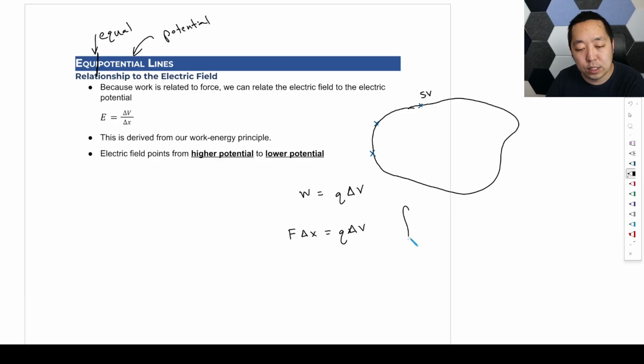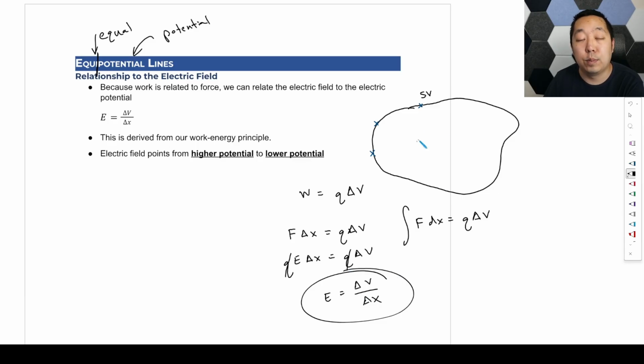Or for those of you in AP Physics C, it's the integral of the work, which is Q times that change in potential. Now, because the force is also Q times the electric field, Q is the charge that you put there, times the electric field is the force it experiences. So the Q's cancel, and you get this relationship: the electric field is the change in potential divided by the displacement. If I pick two points along here, the difference in the potential divided by the distance is the electric field there.